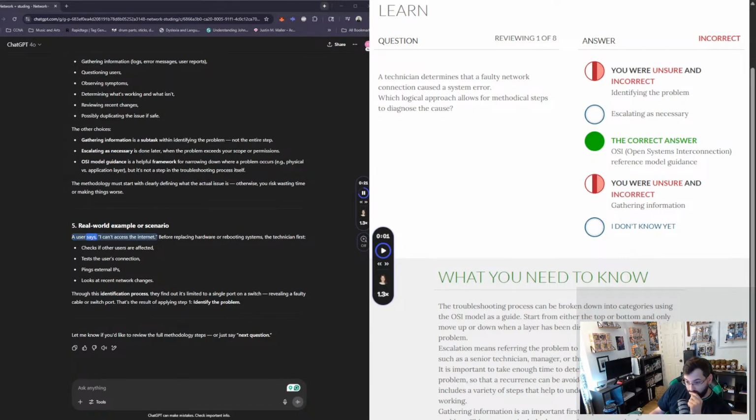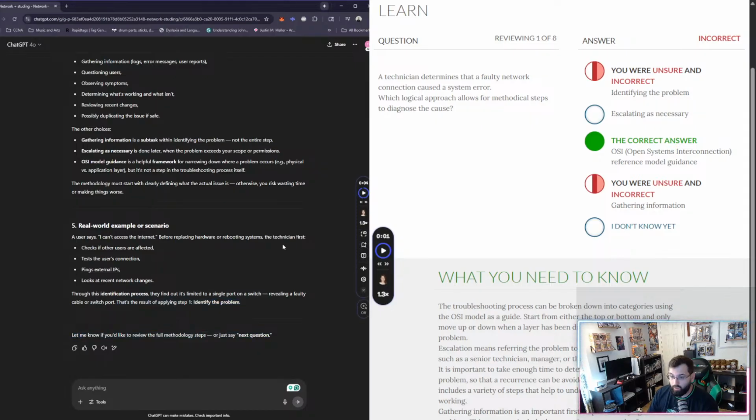5. Real-world example or scenario. A user says, "I can't access the internet," before replacing hardware or rebooting systems. The technician first checks if other users are affected, tests the user's connection, pings external IPs, looks at recent network changes. Through this identification process, they find out it's limited to a single port on a switch, revealing a faulty cable or switch port. That's the result of applying step 1, identify the problem.